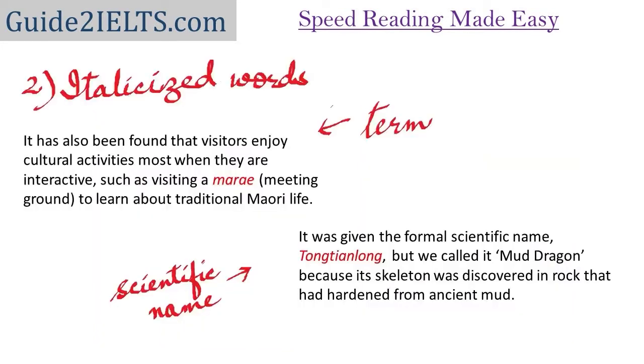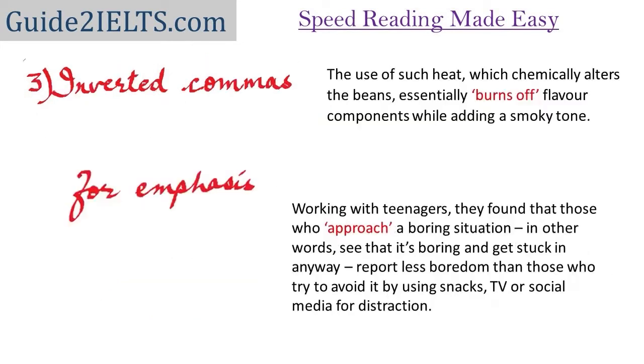Next is italicized words. That is, when the font is a little bent towards the right. Italics are sometimes used just to emphasize certain words, but a lot of times they just refer to terms or scientific names. Again, examples are on your screen.